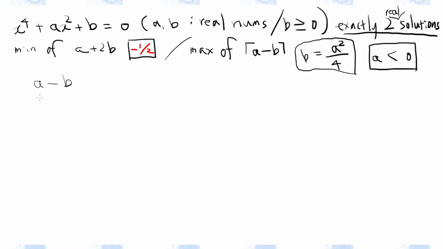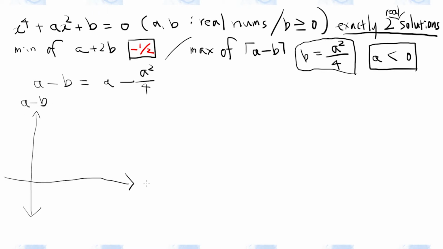Okay, so let's consider the expression a minus b, which can be expressed as a minus a squared over 4. To solve this question, it's going to be useful to draw a quick sketch. Let the vertical axis represent a minus b, and let the horizontal axis represent a. This is going to look like this. And this goes through the origin, and from the previous part, we know that a must be negative, so we must only consider this part.